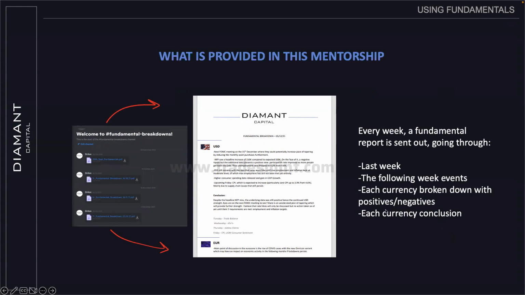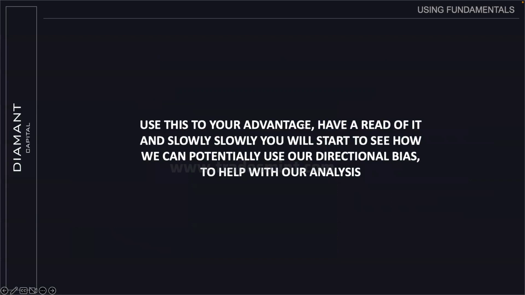So from that, we'll be able to tell, are we looking, for example, more bullish on US dollar? Are we looking bearish on the pound, as an example? This type of thing. The PDF is always uploaded in the fundamental breakdown section. So definitely every single week, do have a read through and you're going to see how relevant it is as well. Now use this to your advantage. Have a read of it, and slowly, you'll start to see how we can potentially use our directional bias in terms of fundamentals to help with our analysis.